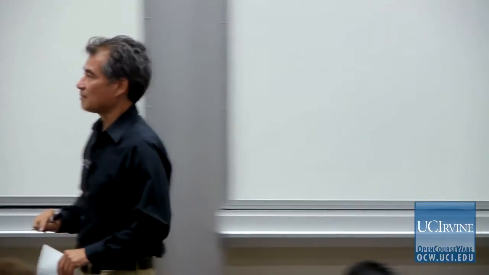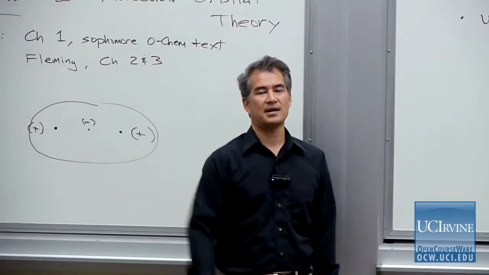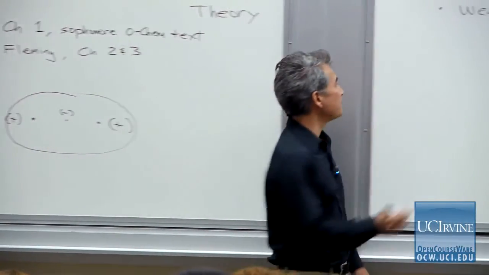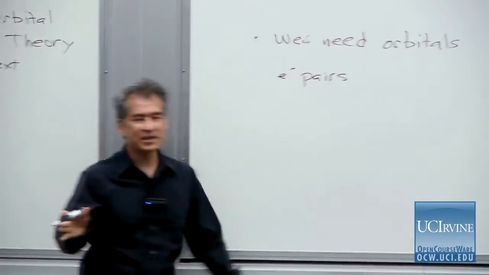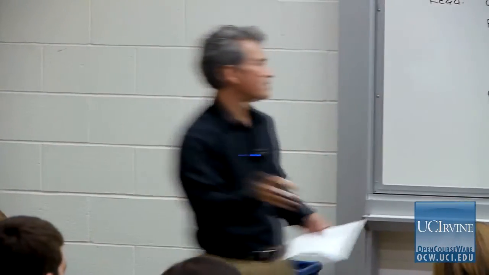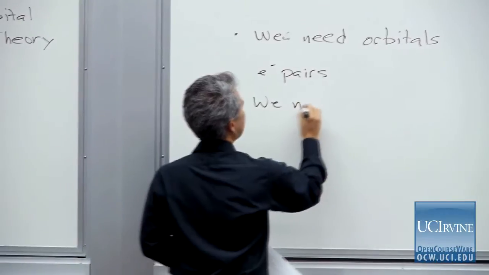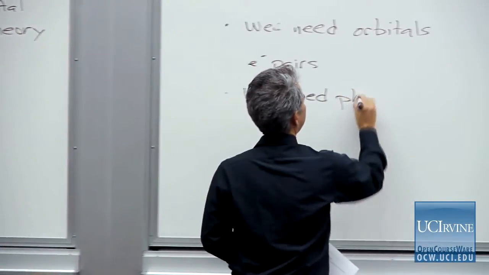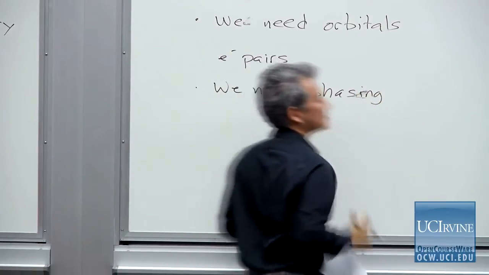So there's a second problem here. Whenever we put electrons into orbitals, we put them in two at a time. We put in electron pairs. And because we're putting in electron pairs, we need some way to show that those electrons will avoid each other. And so as a result of that, we need phasing. We need to phase those orbitals to show that there's a way for the electrons to get out of the way.